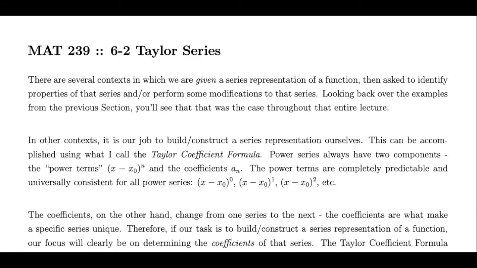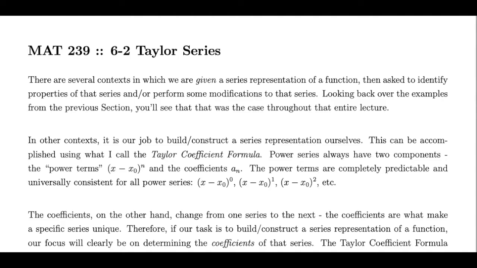If you look back at the notes from the last section, in every example we were provided with a given series representation of a function, and then we were asked to state properties of that series representation or perform some modifications of that series. In this section, and in a lot of contexts, the problem is sort of reversed. We will not be given a series representation of a function, but our task will be instead to construct such a series ourselves. This could be constructed for a certain class of functions using what I call the Taylor coefficient formula. Here's how I think of it.